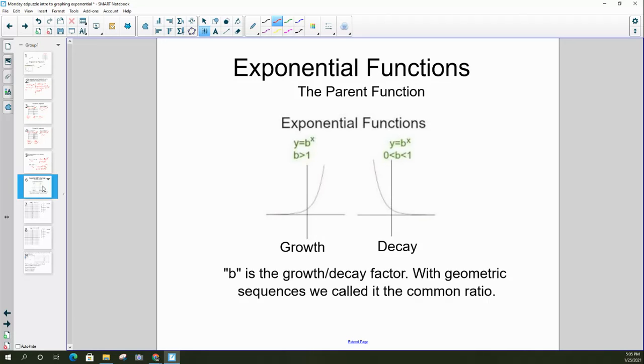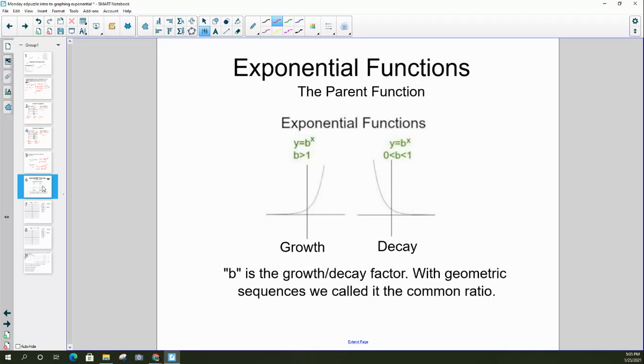All right. Why can't it be 0 or 1? Well, if it's 0, 0 to any power is always 0. So that's not growing nor decaying. That would just be a horizontal line. That's a linear function, right? Same with b is 1. 1 to any power is 1. So that, again, that would just be a horizontal line.